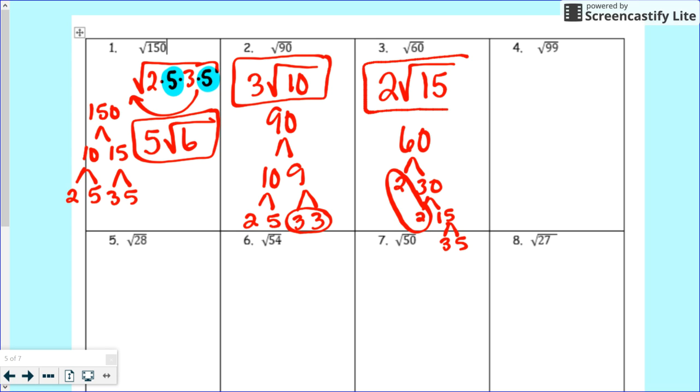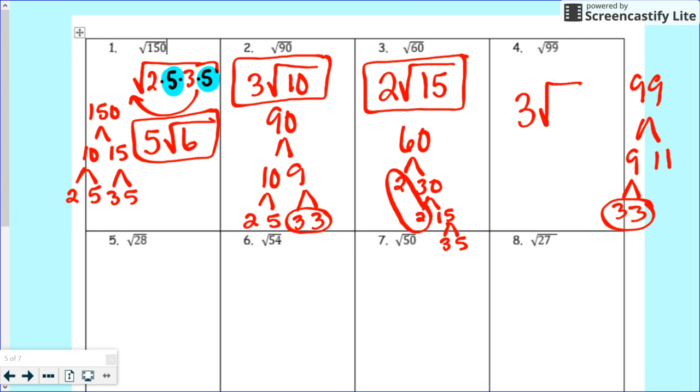All right, 99. Sorry, let me make my little tree. 99 would be 9 times 11. 9 can be broken down to 3 times 3. 3 will go on the outside. 11 doesn't have a partner in crime, so it's stuck inside still.